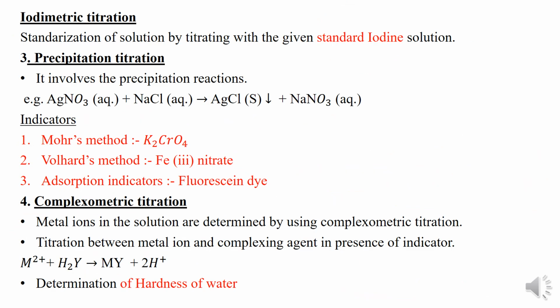Another is iodimetric titration. Remember, iodometric and iodimetric titrations are different. In case of iodimetric titrations, standardization of the solution is done by titrating it with the given standard iodine solution. So iodine is taken in the form of standard iodine solution, not in the form of potassium iodide. It is taken in the form of standard iodine solution.